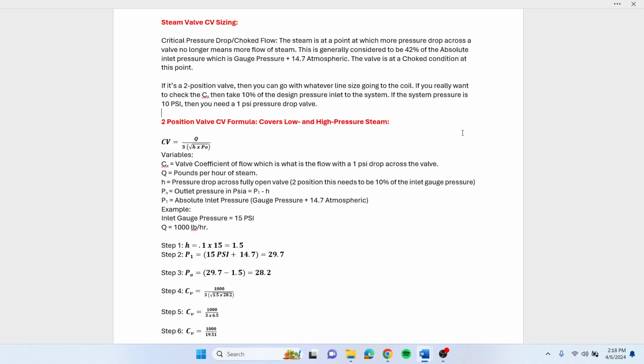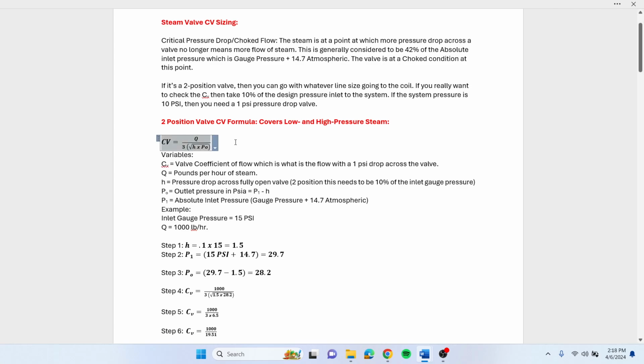With water, too much pressure drop, you're going to create micro bubbles. You can start doing cavitation. It'll start destroying the valve body, piping. There's just other things to keep in mind. With water, we're usually doing 3 to 5 psi drop across the valve, so that's less critical than with steam, for example. If you're doing a 2-position valve, you can just do 10% of the inlet to the system if you really want to size it. Otherwise, you can just go line size. It should be fine. But if you do want to figure out your CV, then you use this formula here.